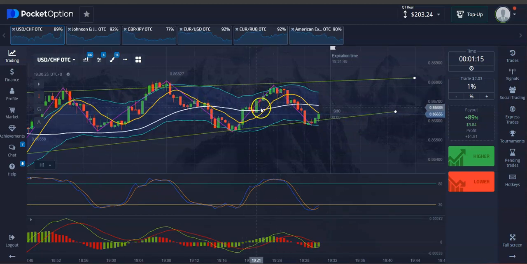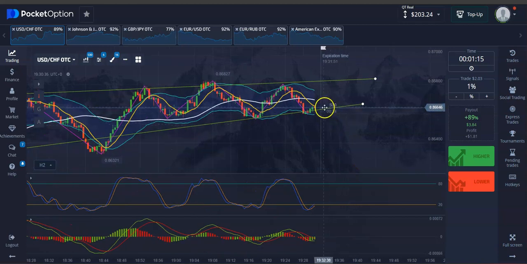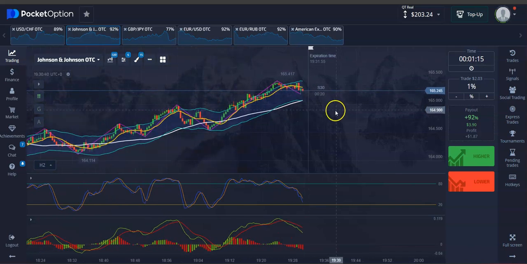If the price was above the 50 SMA, I would take the trade, but because it's below the 50 SMA, the chances for the price to continue to the downside are very likely. So I am not going to take these trades. Let me have a quick look around.